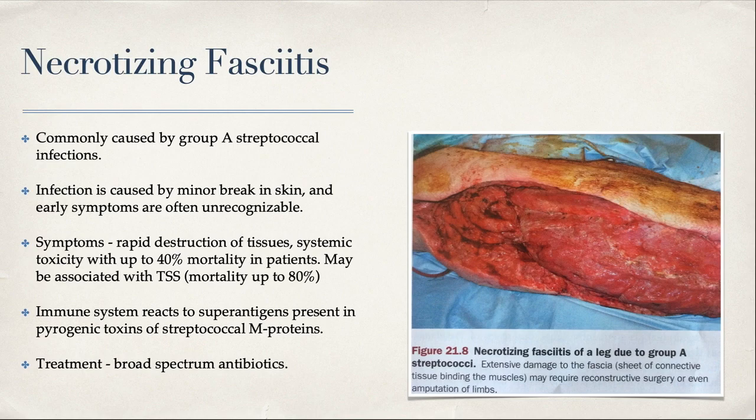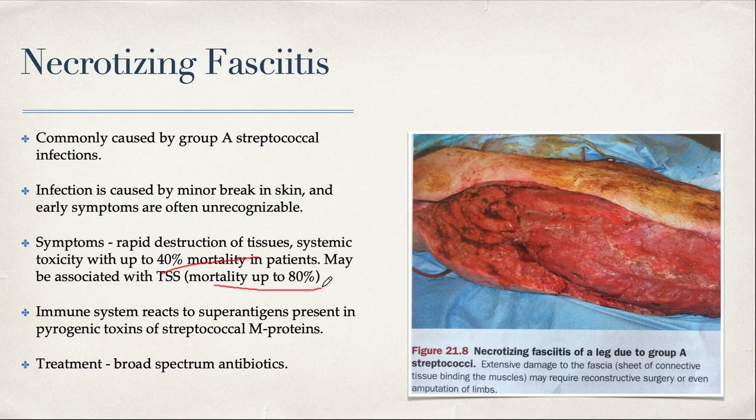And generally, early symptoms are not recognized, but once the pathogen establishes itself and continues to replicate, you have rapid destruction of tissues, systemic toxicity. That may result in about 40% mortality in patients. If it's associated with toxic shock syndrome, then it will result in about 80% mortality.